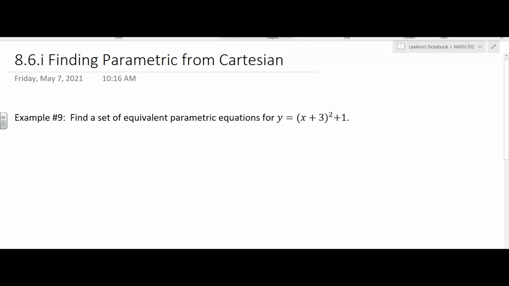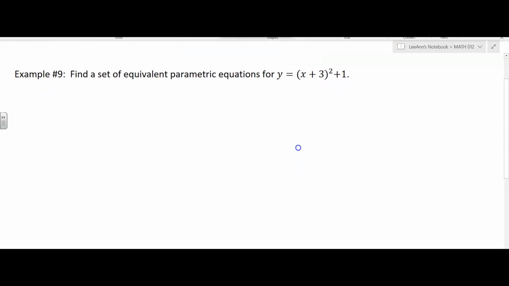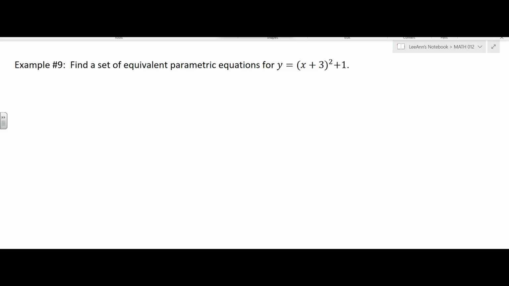So now we're going to find parametric equations from a Cartesian equation. Now, when we were going the other way, when we had the parametrics and we went to a Cartesian equation, there was just one answer that we were getting. But there are choices when you're going the other way. So basically, you can set up your parametric equations how you want to, as long as there's equivalency. Okay? So here's the Cartesian equation right there.